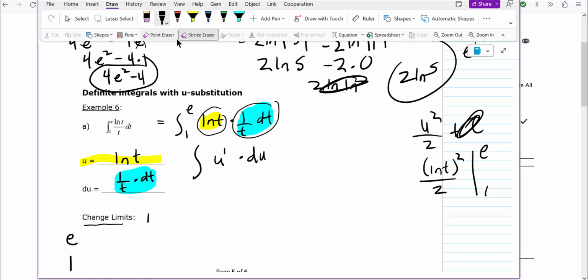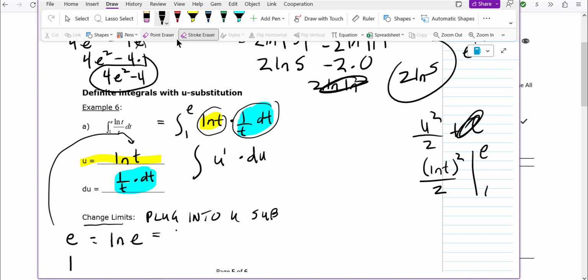So what you do is you plug them in to the u substitution that you made. So e is going to plug in to ln t, so we're going to work out ln e. What's ln of e? 1, because you're asking the question, what power of e is e? E to the first is e, so that's a 1. Okay, now we're going to plug the 1 in also. We do ln of 1, which is 0.